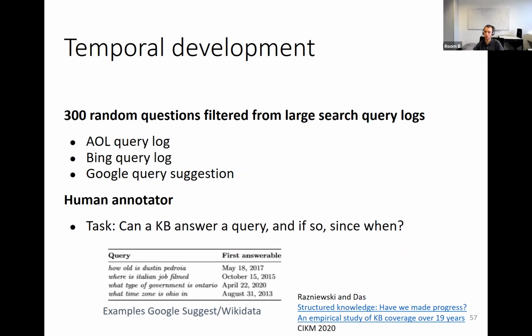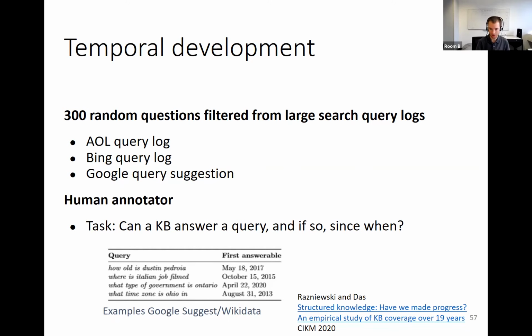And one can again also look at the temporal development. So how well do knowledge bases support queries over time? This is based on 300 questions from search engine query logs, AOL, Bing, and Google. And based on a human annotator, so for each of these 300 queries, the human annotator went to the knowledge bases and checked whether the knowledge base can answer the query, and if so, since when? And here are some examples at the bottom. So how old is Dustin Pedroia? This could be answered by Wikidata since May 18, 2017, because on that date, the birth date was added. Or where is The Italian Job filmed, since October 15, 2015. On that day, the filming location was added, and so on.